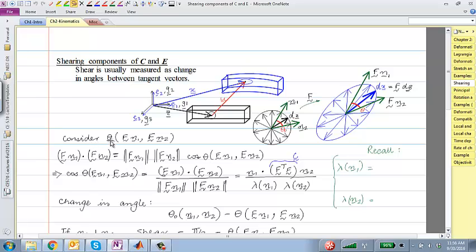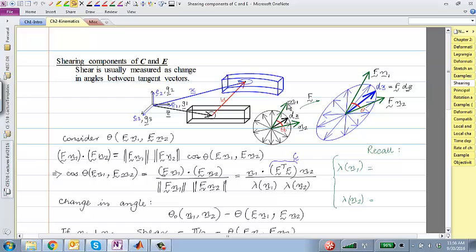Now, if I try to figure out what is the new angle theta between Fn1 and Fn2, that can be simply obtained by dot product. The dot product of Fn1 with Fn2 gives me, by the definition of the dot product, the cosine of the angle between them. You take cosine to the other side, and we get Fn1 dot Fn2 with the magnitudes of those vectors in the denominator. So we should be able to see, first of all, that the magnitude of Fn1 is related to the stretch in the n1 direction. You remember we did that?